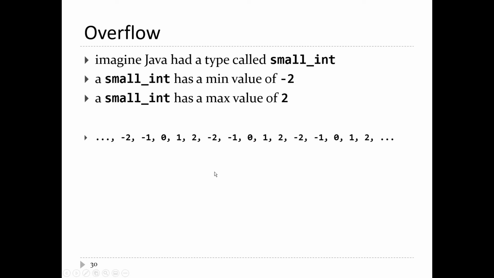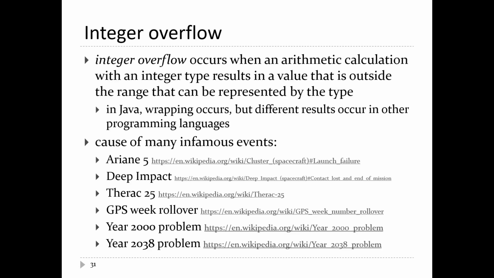And so that's how overflow works with int. And this is true for all of the integer types. All the primitive integer types have this overflow property. So integer overflow occurs when an arithmetic calculation with an integer type results in a value that is outside the range that can be represented by that type. So in Java, wrapping occurs, but different results occur in other programming languages.